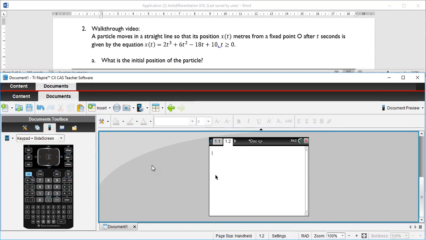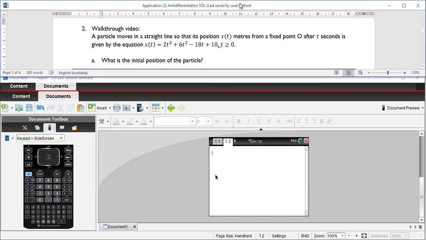Okay, moving on to question 2. This is still a kinematic question, I think. We have a particle which moves in a straight line so that the position is x meters from a fixed point O after t seconds, given by this equation.